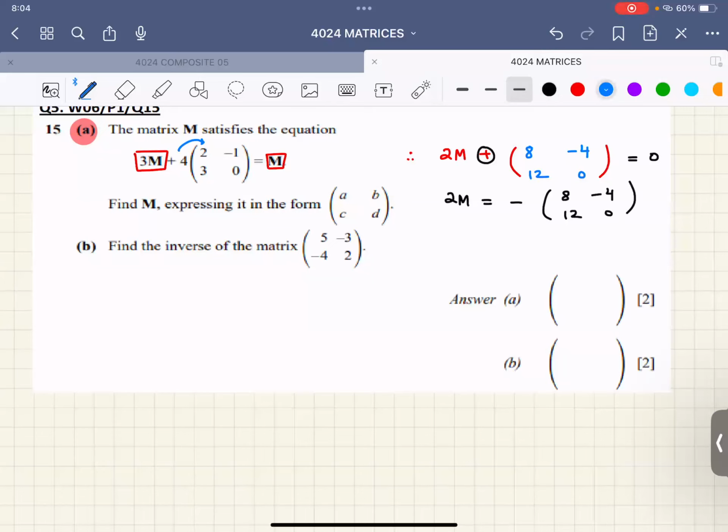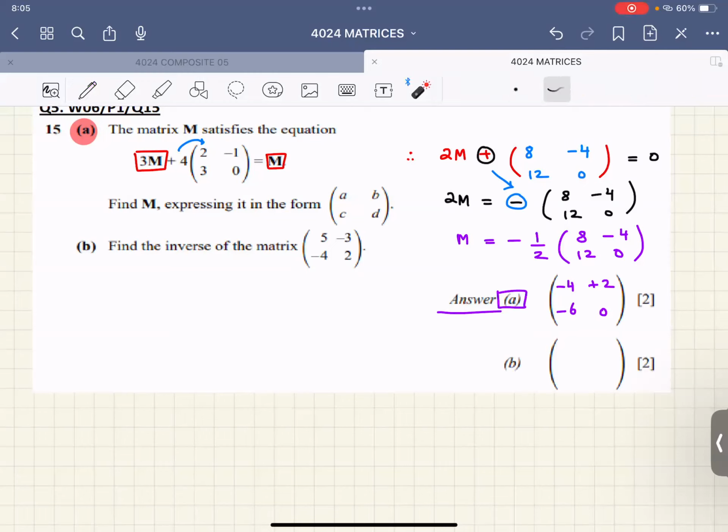Now keep in mind, this positive goes to the other side and becomes negative. The elements on the inside remain the same. Now make m the subject. So if I make m the subject, that is minus 1/2 on the outside, and this is 8, and this is -4, and this is 12, and this is 0. So now just do halving of it. So therefore, what's the answer? -half of 8 is -4. -half of -4 is +2. -half of 12 is -6. -half of 0 is 0. That is the answer for this particular part.